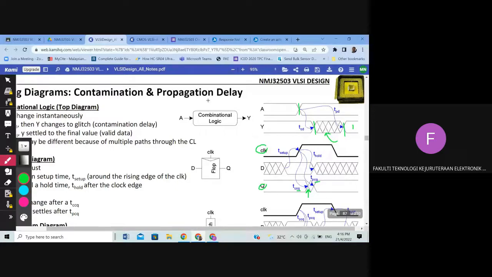And the difference between combinational logic and a flop is that the flop has a clock, and combinational logic, as we can see here, has no clock. And here we have a clock element, and that's why you have CQ and CQ as well for contamination delay. And this one only has CD and PD. All right, so hope everyone is clear.